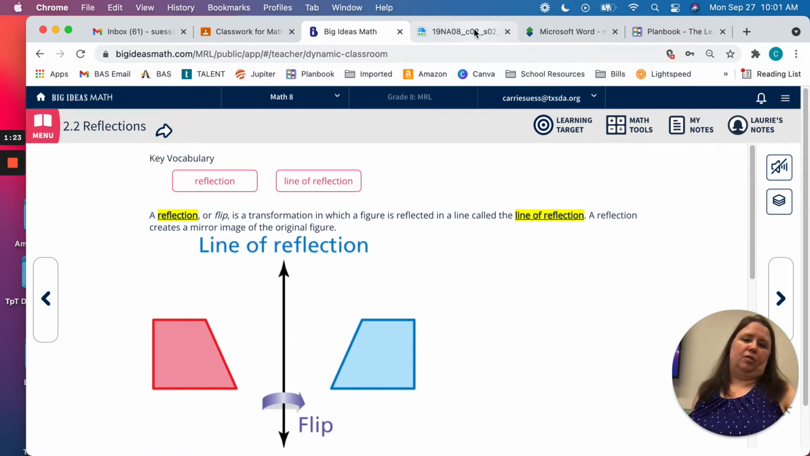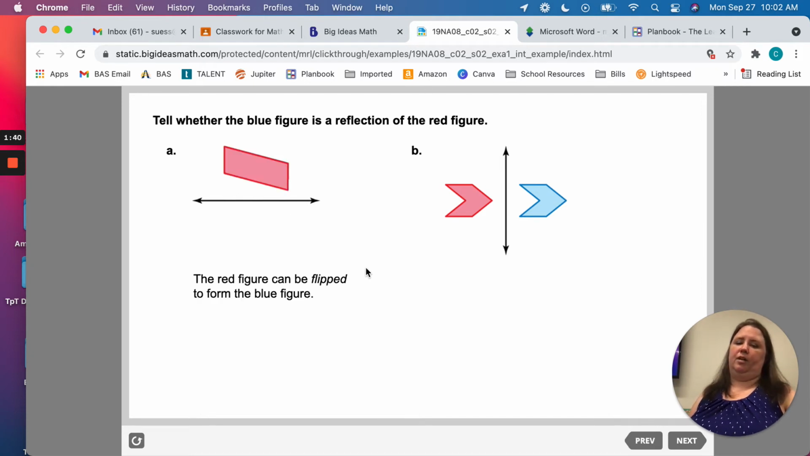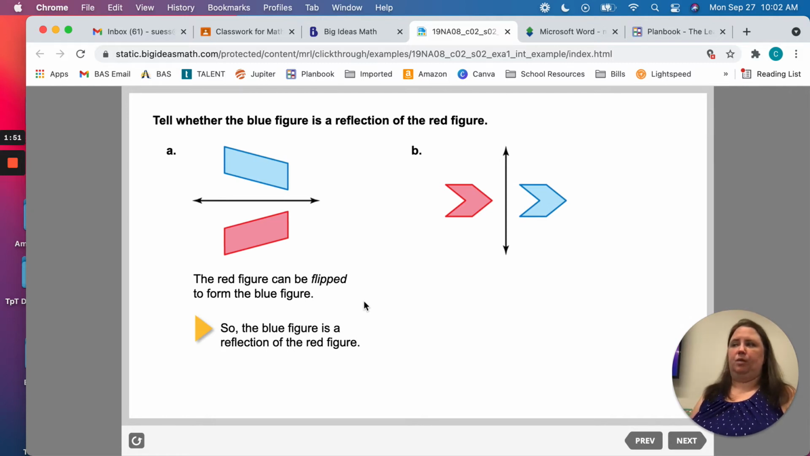All right, so let's go over this. Tell whether the blue figure is a reflection of the red figure. So if I look at this blue figure and think about this line being the line of reflection, does it flip exactly to the red figure? What do y'all think? Yes. You see how the red figure can be flipped up to form the blue figure? They just, like a page in a book, flipped it up. So yes, the blue figure is a reflection of the red figure. Write that in your journals.